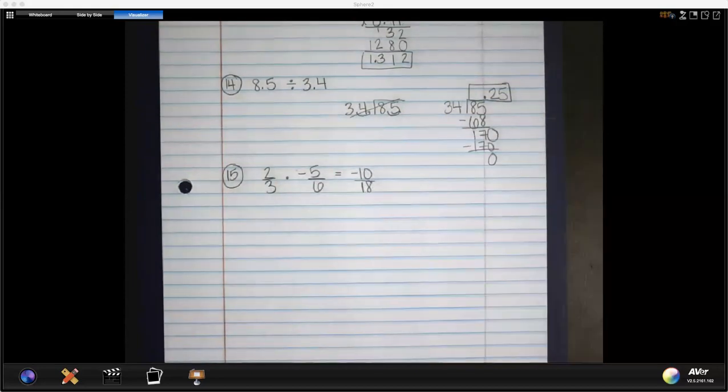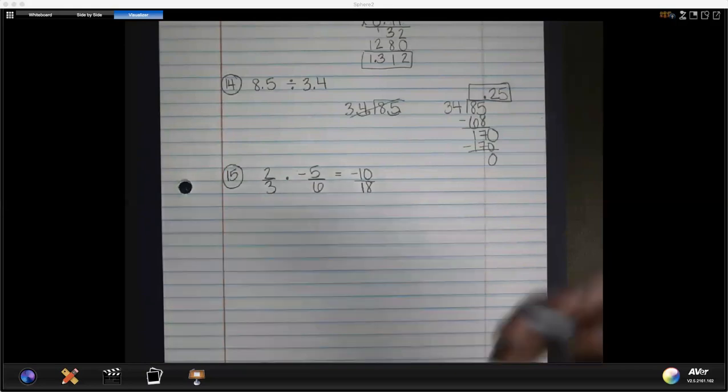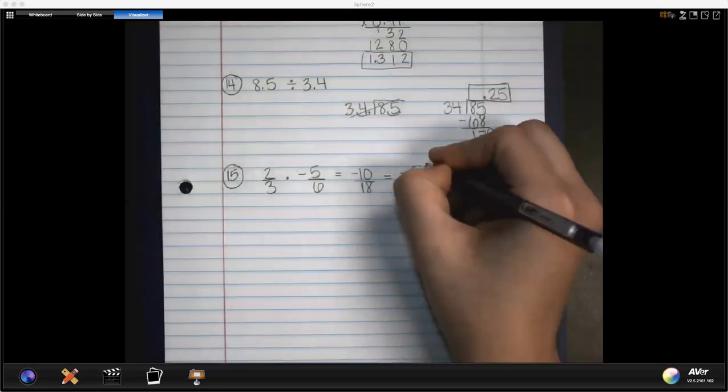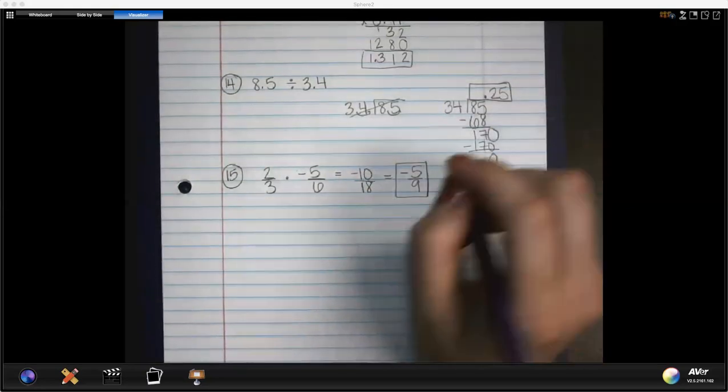Okay, we should simplify. They're both even numbers, so they're at least divisible by 2. What would that simplify to? -5/9, correct.